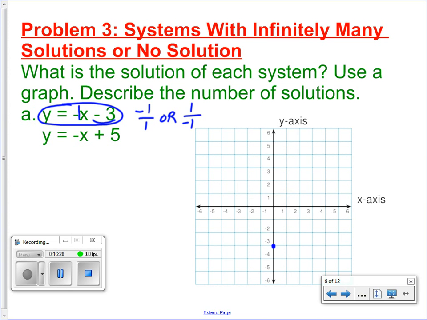So we'll use both. Let's do this one first. That would be down 1 and right 1. Down 1 and right 1. And now let's use this slope. That would be a rise of +1, but left 1. Rise 1, left 1. And we'll continue to do that until we reach the limits of our graph. So drawing my line. There we go.